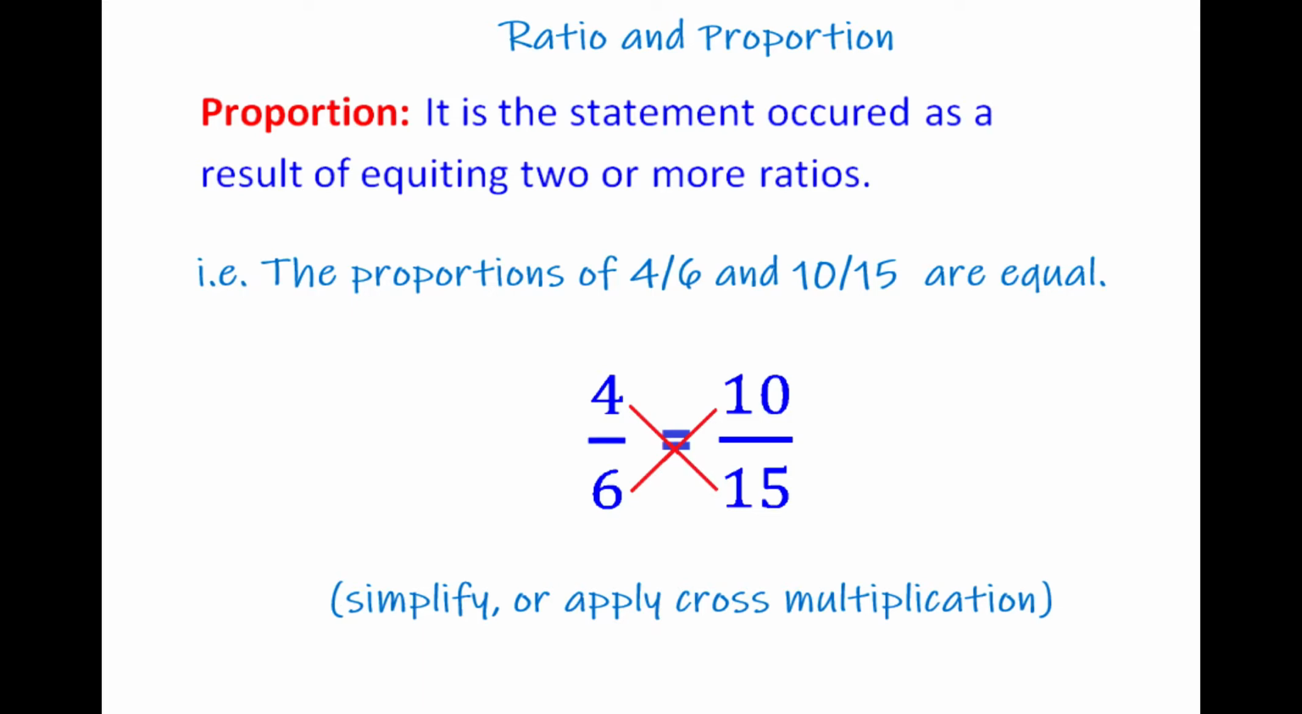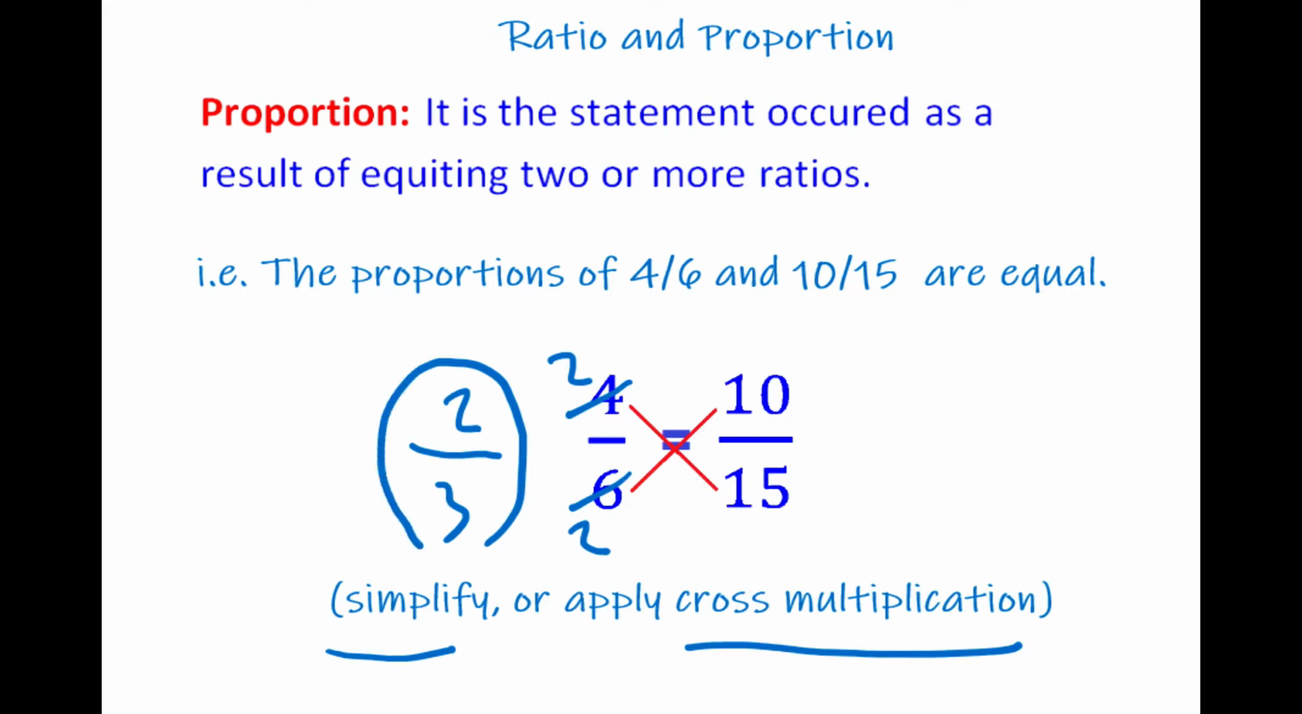For example, we can say that the proportion of 4 divided by 6 and 10 divided by 15, they are equal. Why? Because if you simplify them, or if you apply the cross multiplication, then we're going to see that the result is going to be same. For example, when you simplify 4 divided by 6, if you divide 4 by 2, then we're going to have 2 divided by, if you divide 6 by 2, then we're going to have 3. So originally 4 divided by 6 means actually 2 divided by 3.